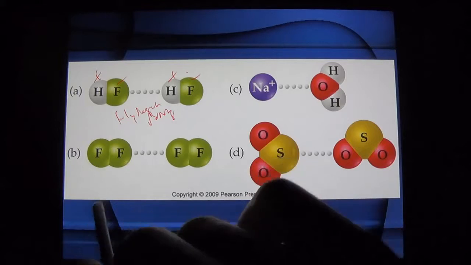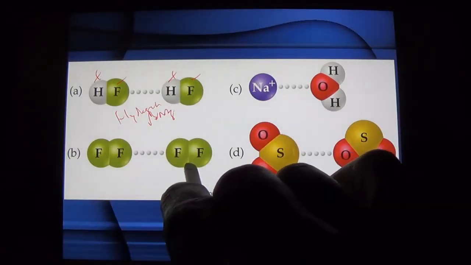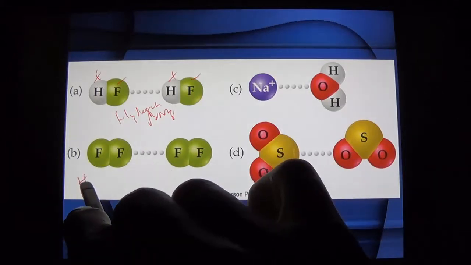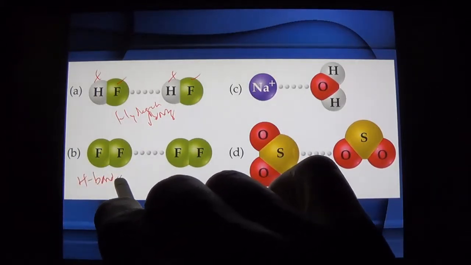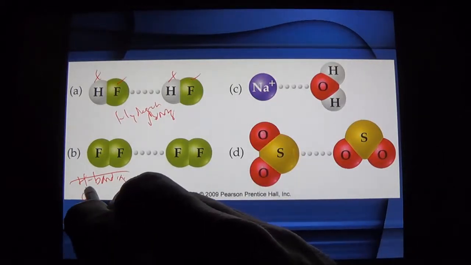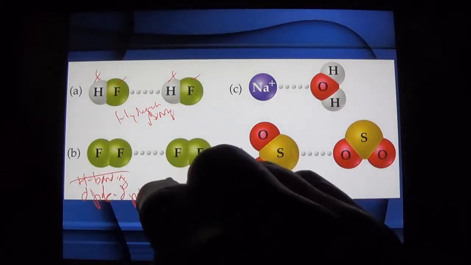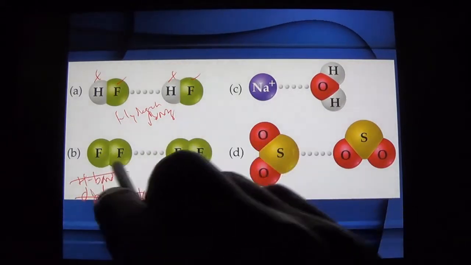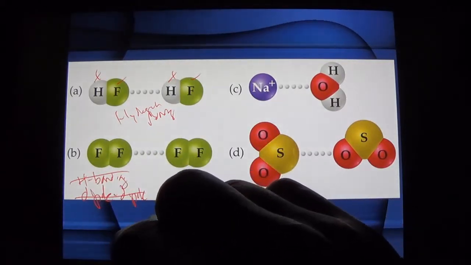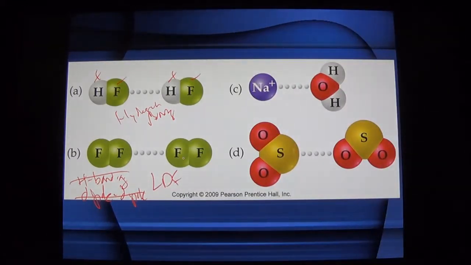Now look at B. It looks similar, but is it? Well, now it's fluorine to fluorine. So can I do hydrogen bonding? No, there's no hydrogen. Can I do dipole-dipole? Well, no, I can't because those aren't polar molecules. Those would be nonpolar. So what's left? London dispersion forces. That's the only thing left. But everything can do London dispersion forces, so that must be what's holding it together.